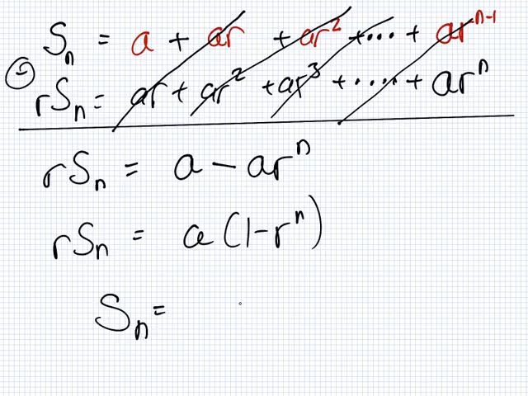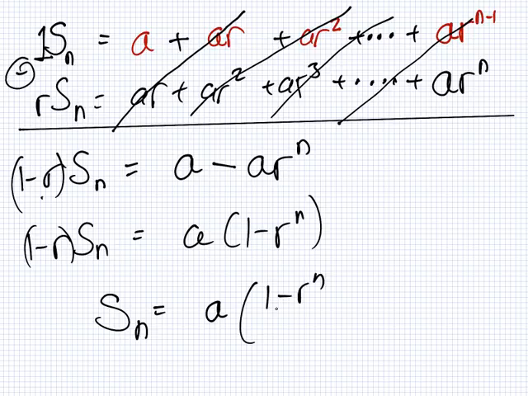S_n, wait a second. There's one of these minus r of these. So, 1 minus r of them. So, S_n equals a(1 minus r^n) over 1 minus r.